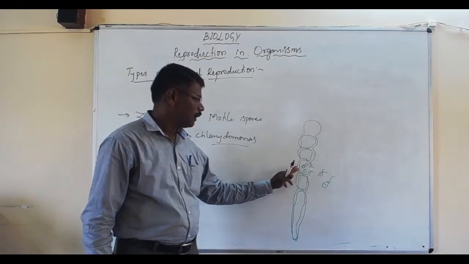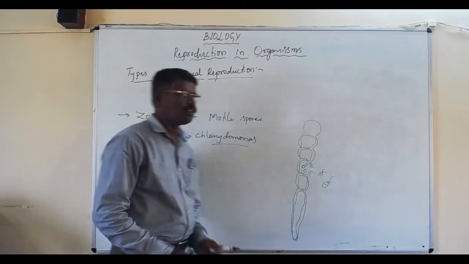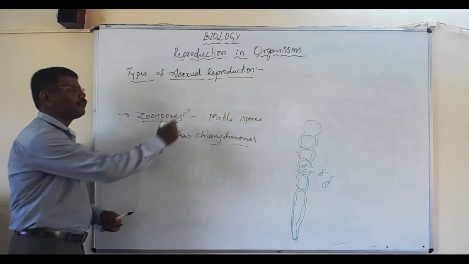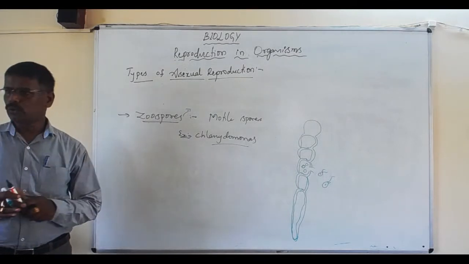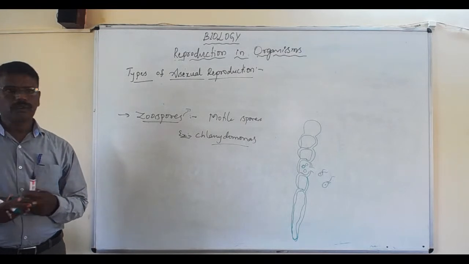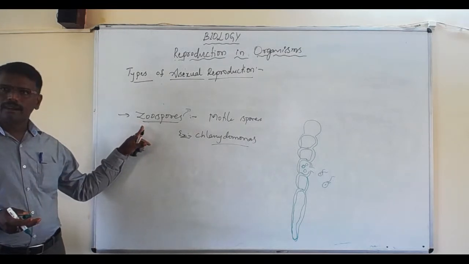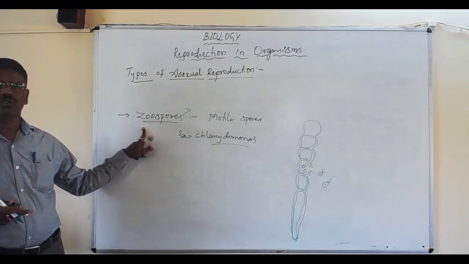algal bodies, when these spores fall in favorable conditions, the zoospores also develop as a new individual of those organisms. So certain algal bodies that form zoospores reproduce asexually.